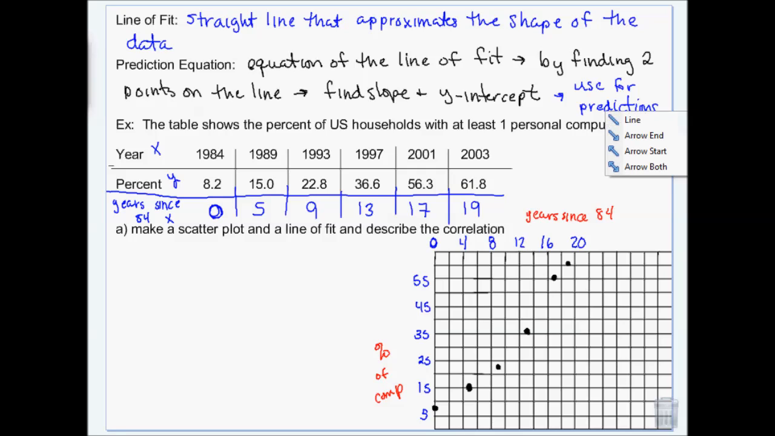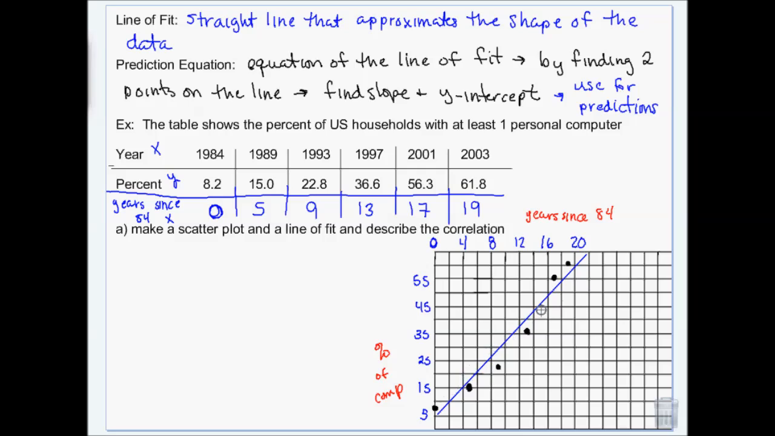So what I'm going to do is I'm going to try to draw a line that approximates the data. And what I want is about the same number of dots on top as underneath, and I want them about equally distant away from the line. So if you look here, I have 3 dots on top, I have 3 dots underneath, and this line, to me, approximates the data.